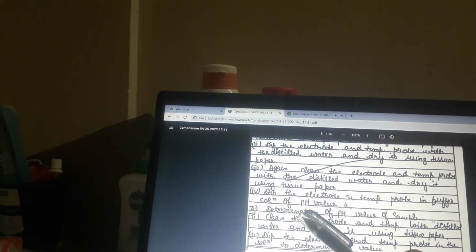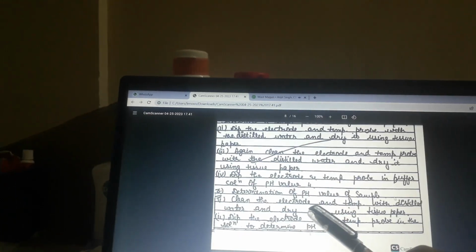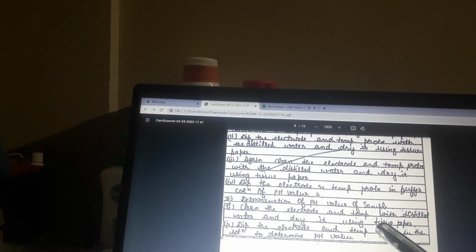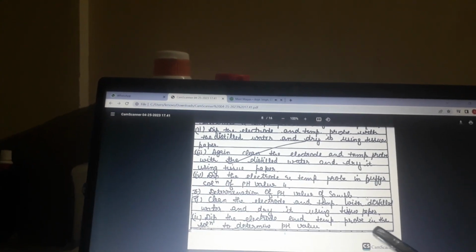Third, determination of pH value of sample. First, clean the electrode and temperature probe with distilled water and dry it using tissue paper. Second, dip the electrode and temperature probe in the solution to determine pH value.